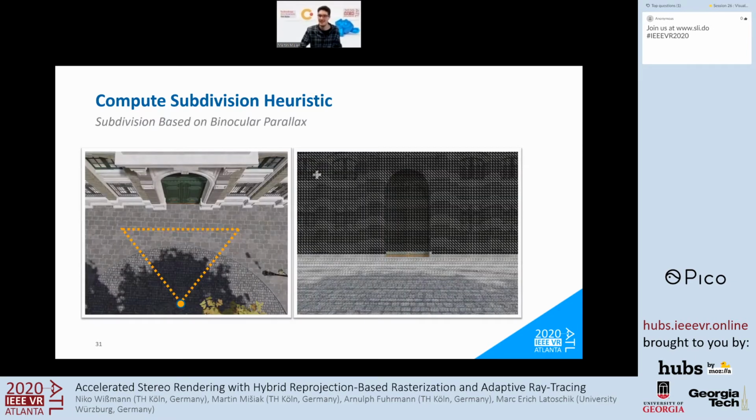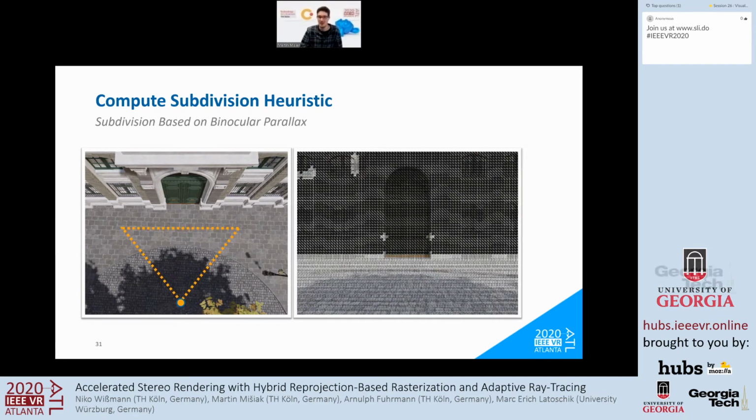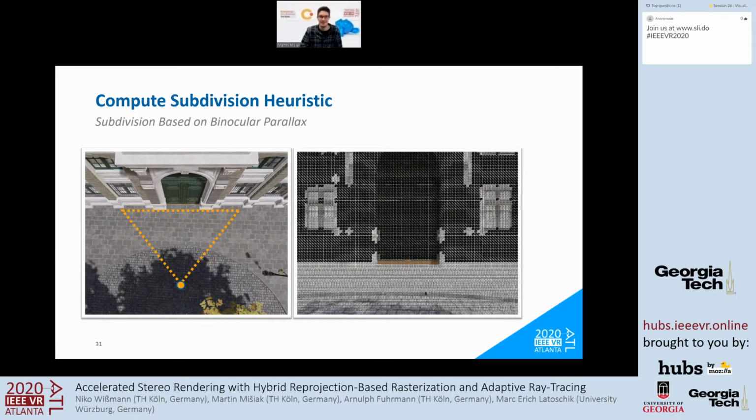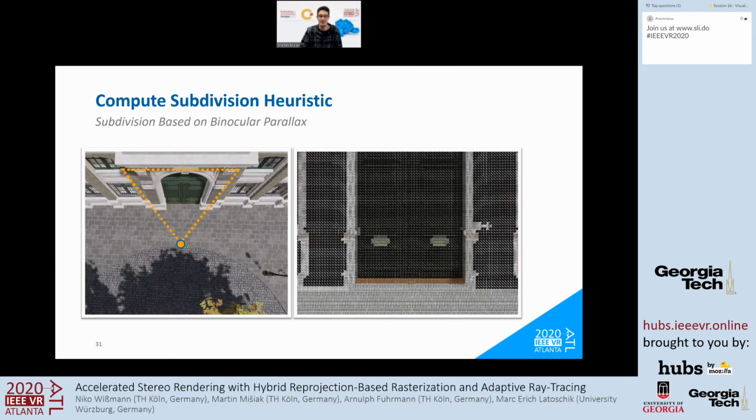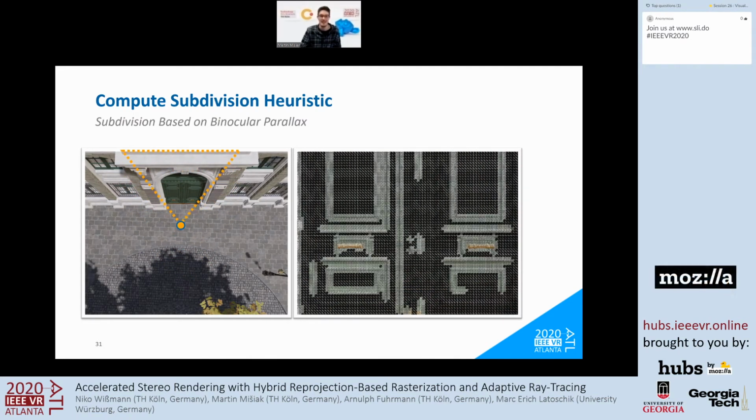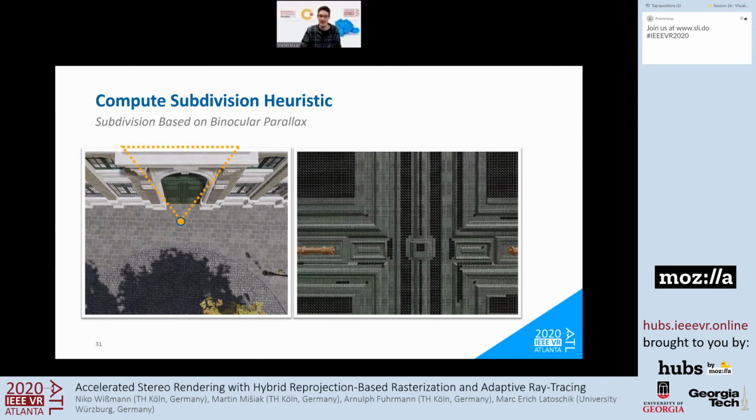So let's see this subdivision heuristic in action. On the left, we can see a visualization of the user's position as he moves through the scene. On the right, the user's viewport is shown and a wireframe rendering of the subdivided grid. We can observe that grid cells which were previously not subdivided, for example the area around the door frame, become subdivided as the user moves closer, increasing the binocular parallax difference.